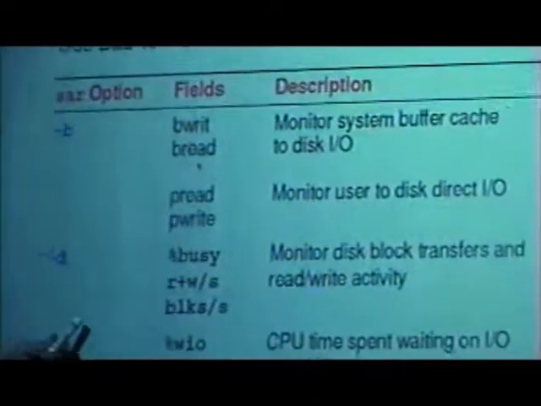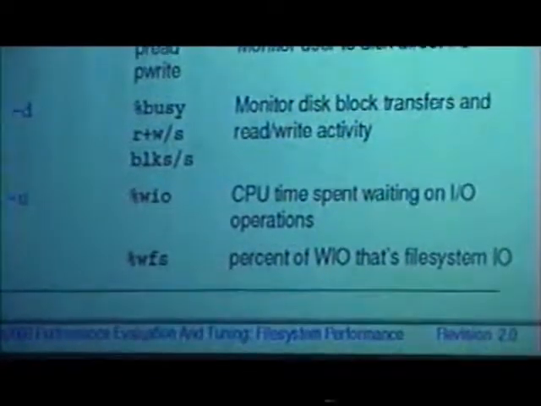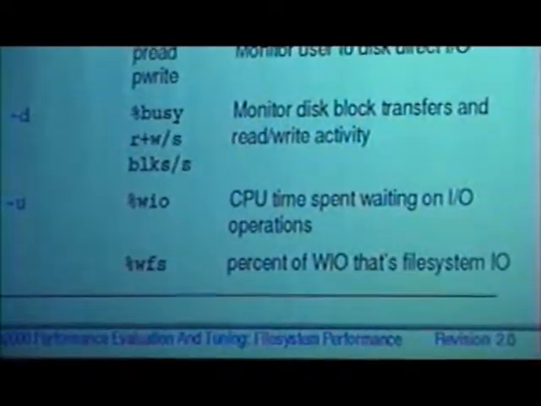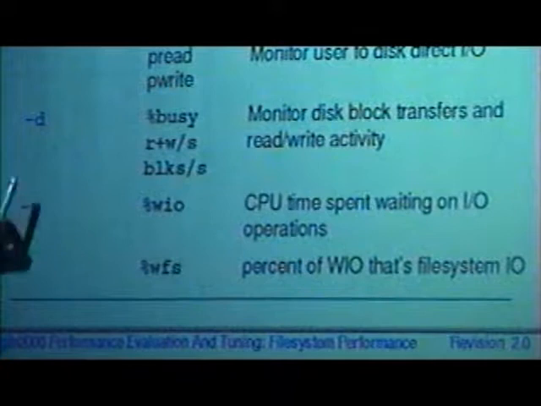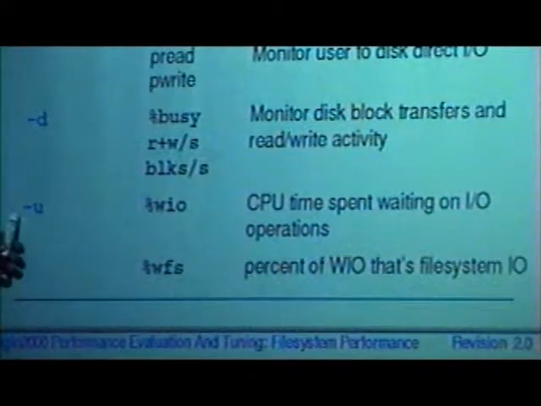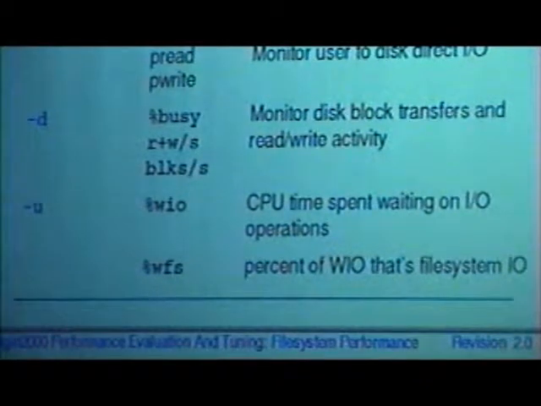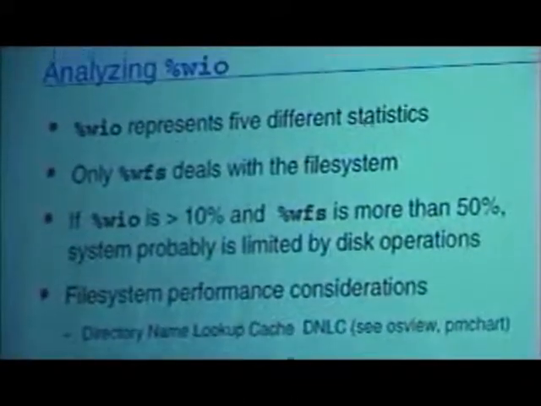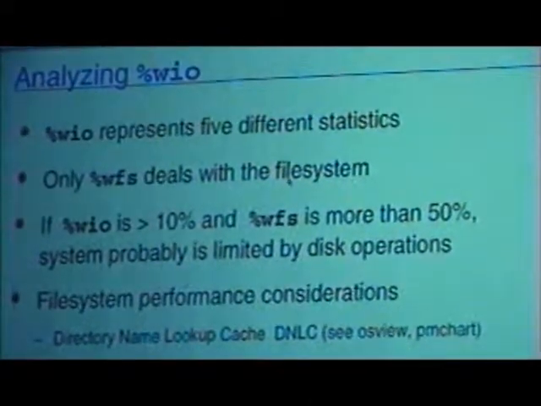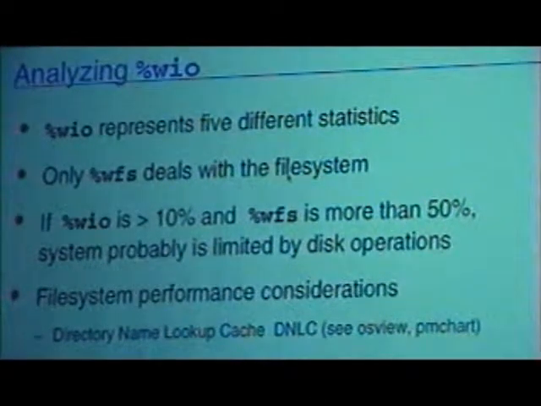Now, the next set of metrics they're listing here, I don't necessarily agree with. When I go to SAR-D, I like busy, and then the other two was the wait time and the service time. And I'm going to actually go through that here in a few minutes. And then lastly, SAR-U, where we were looking at that wait IO time. We've used that a couple of times. So I'm going to try to actually go to a machine and take a look at these numbers. But that wait IO, as we said yesterday, was five different statistics. The wait FS deals with the file system. The file system buffer cache. Whereas that PHY one was the bypassing of buffer cache.